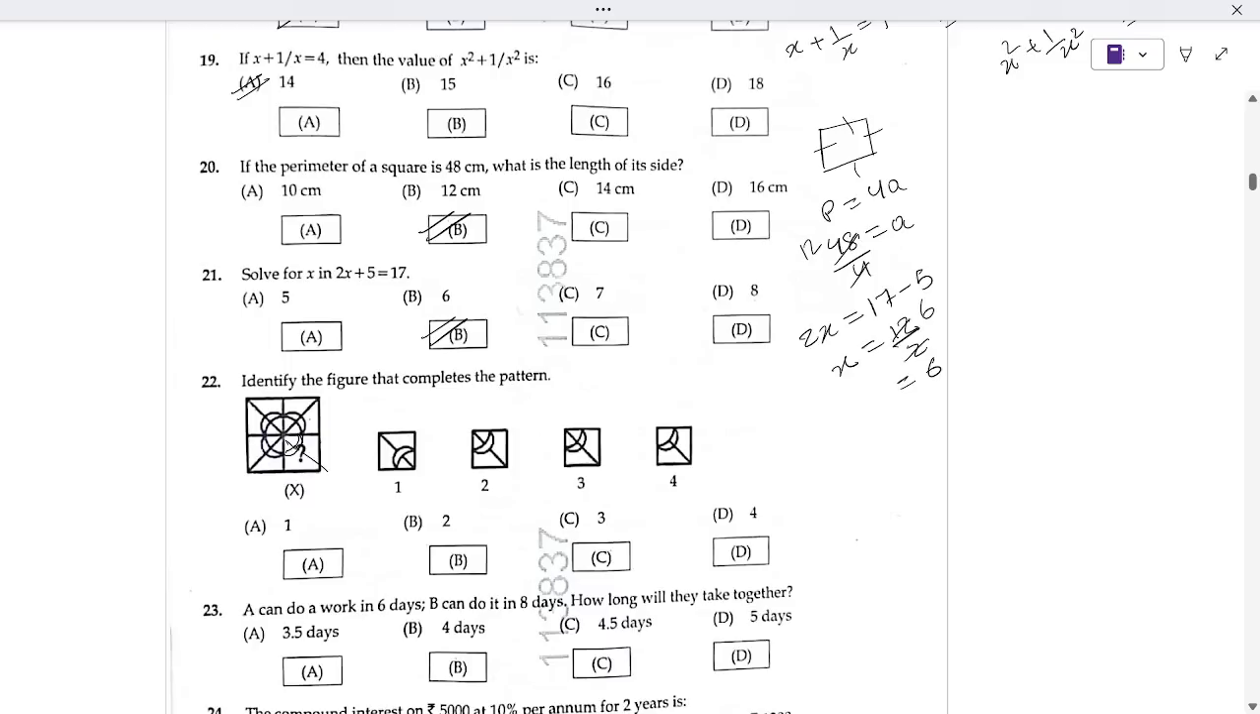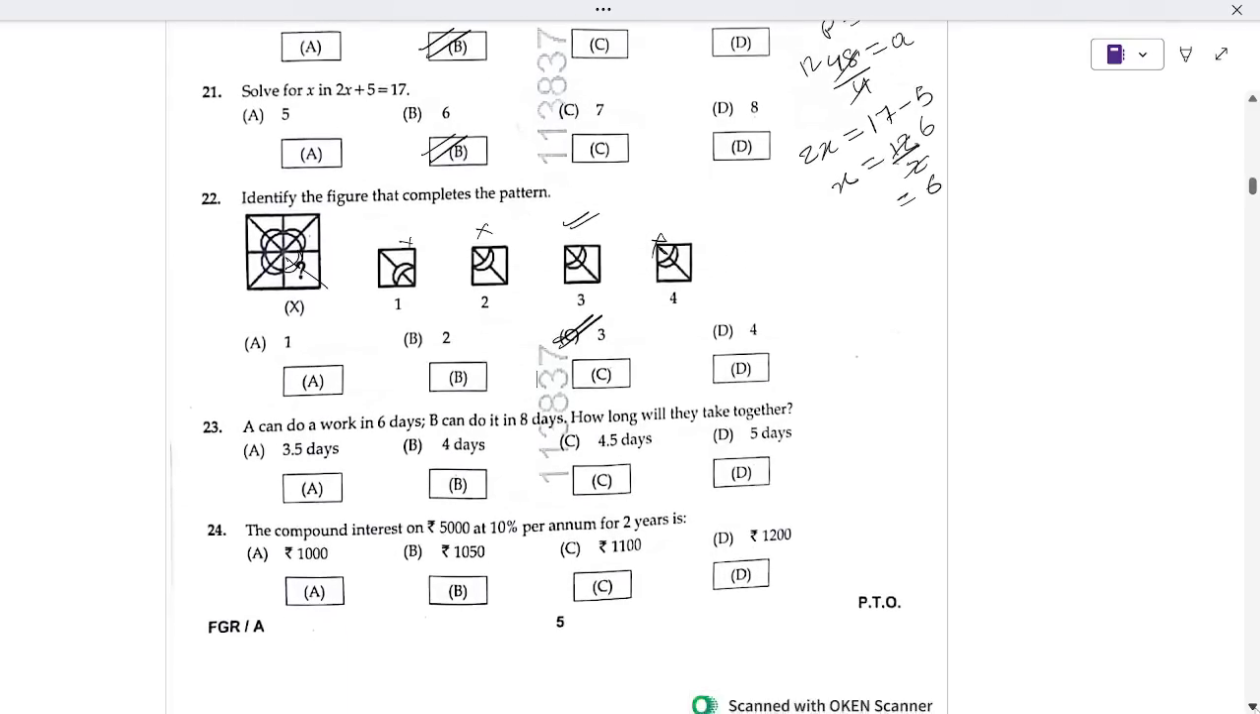Even here, the cross means this is also omitted, and then this will be the answer, or no, because it is not. That means 3 is the answer. C is the answer. Next one is from quant.